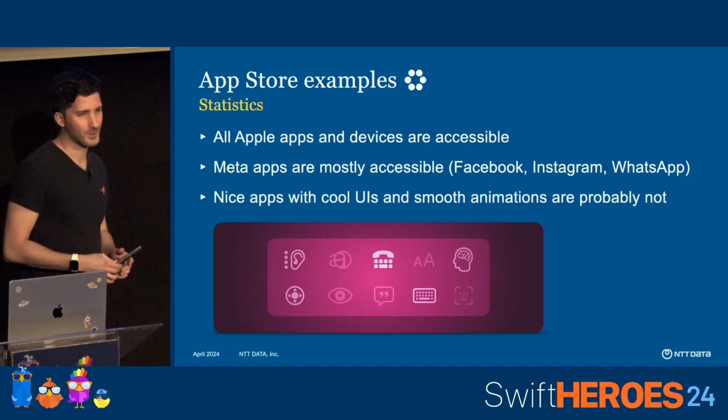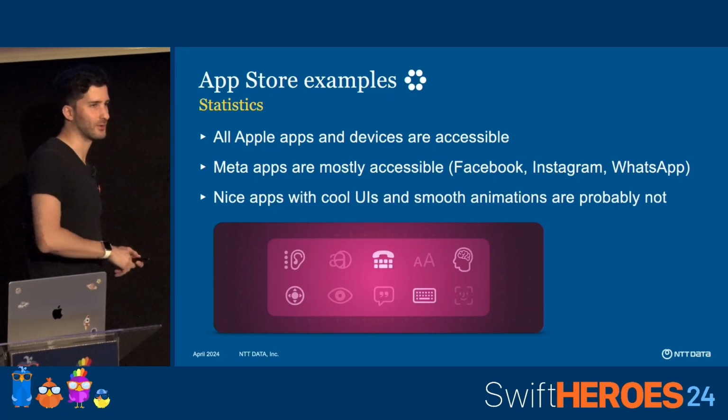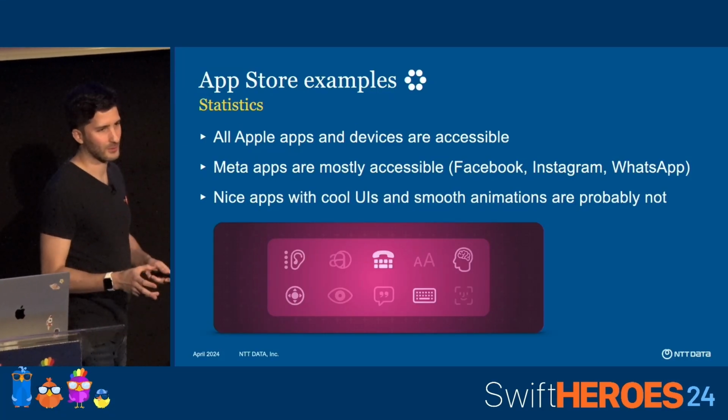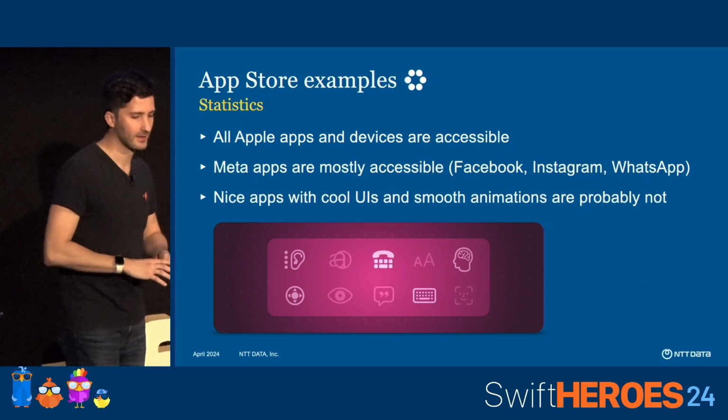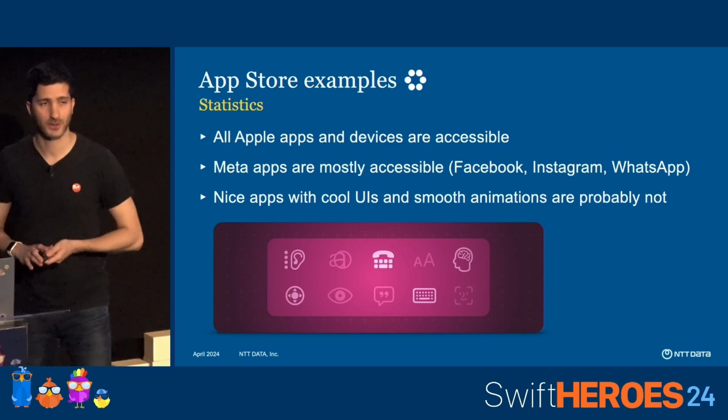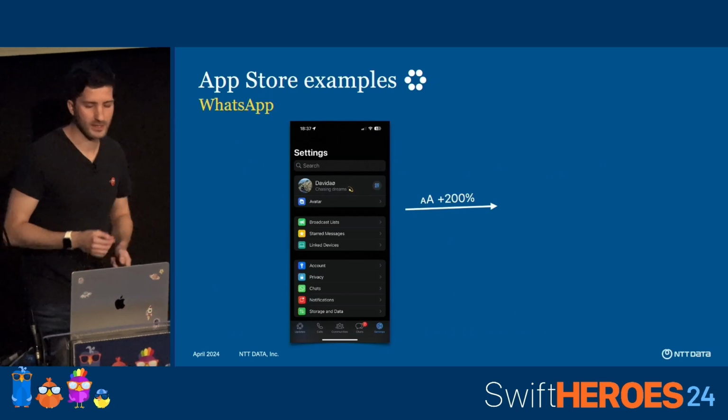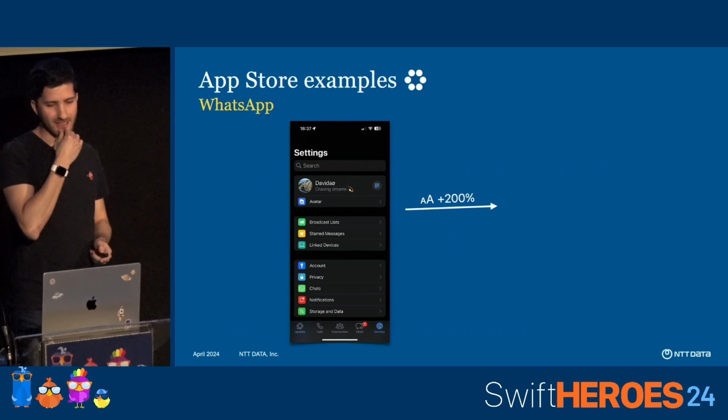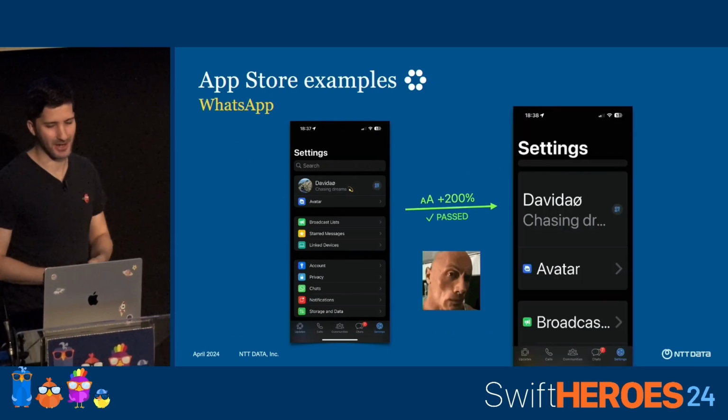Most nice apps with really cool UIs and really smooth animation are probably not ready for accessibility. For example, when handling text resize. Let's see some of them. Let's try increasing text in WhatsApp. Yep, text resize test is passed.